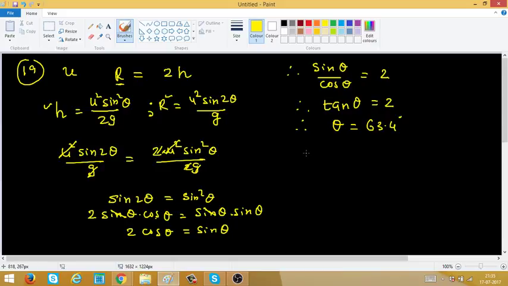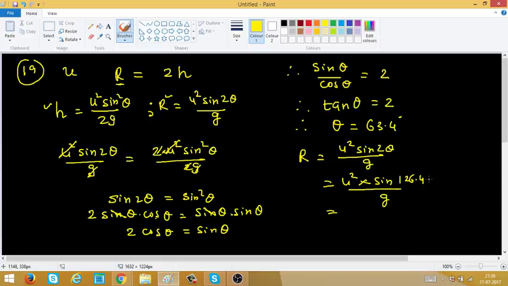Then I can find the value of r, because r is u square sine 2 theta by g. So I can write u square into sine of 2 times 63.4, so sine 126.8 by g. Again, I'll use the calculator to get this value, and what I get in my calculation is 0.8 u square by g, and this is the right answer.